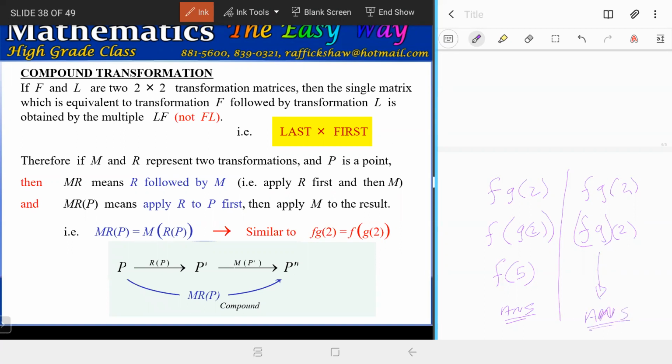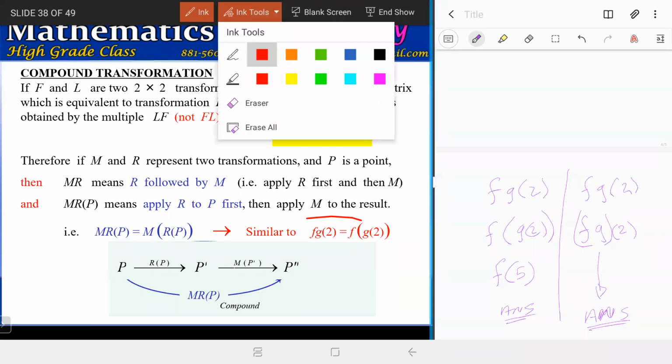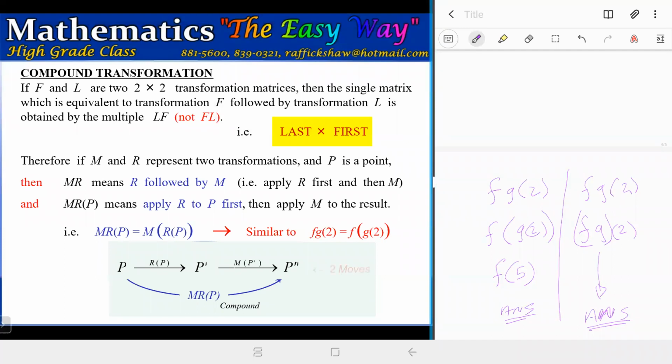Just apply the composite function to the 2. The transformation is similar. You can do it step by step and do the 2 calculations, or you can do 1 calculation with the composite. In case of transformation, they call it compound. In case of function, they call it composite. Bam. That's if you want to do it in 2 moves.